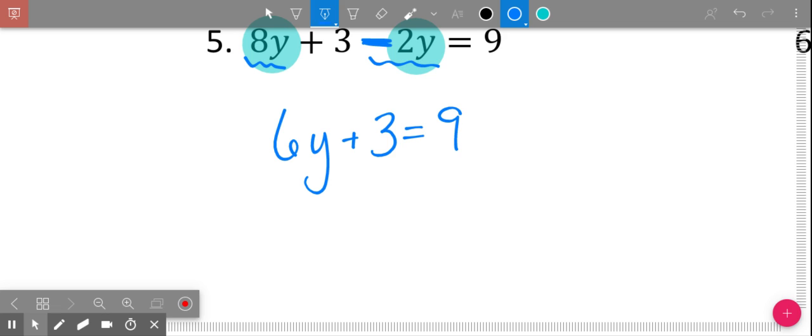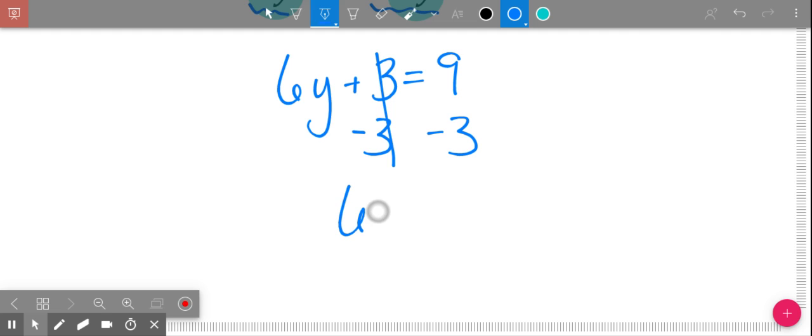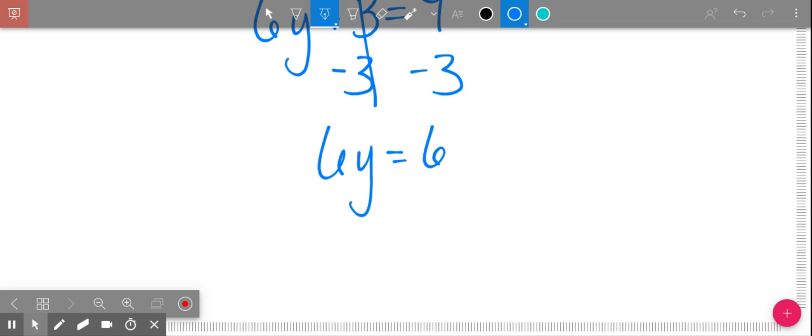Now we just need to get the y all by itself. To do that, I'm going to subtract 3 from both sides. Those will cancel out, and I'll have 6y is equal to 9 minus 3 gives me 6. From here, I need to divide out the 6 because that 6 and the y are still being multiplied. That'll cancel, and I'll have y is equal to 6 divided by 6 gives me a 1. And so my final answer is going to be a 1.